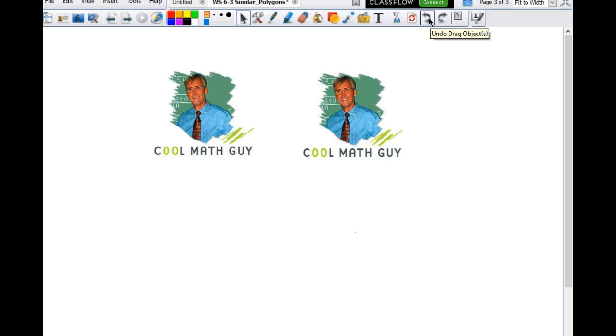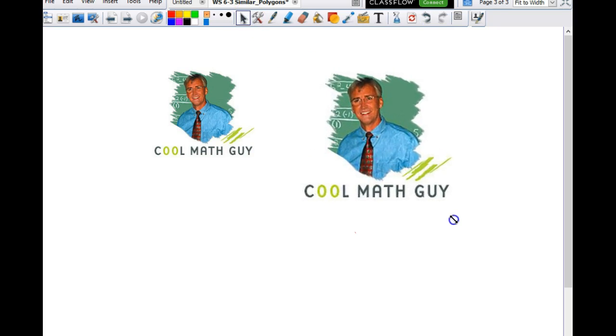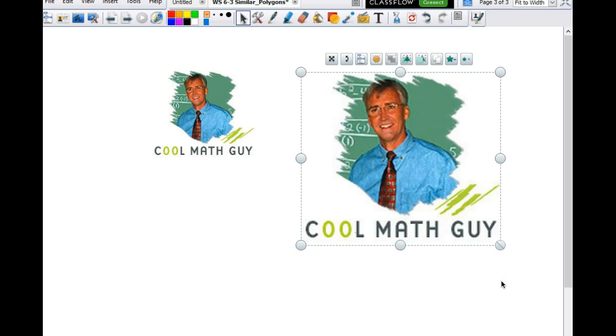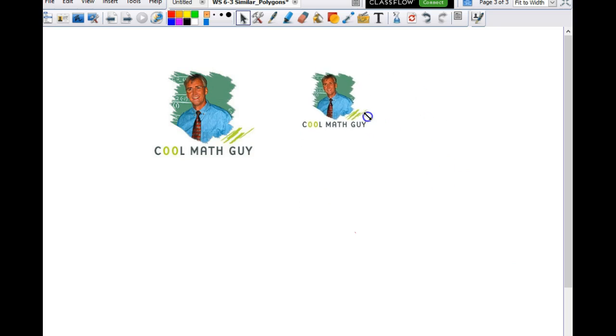So we know congruent has same shape, same size. But what if we do this? We keep the shape, but we make it bigger. It's the same shape, just blown up. That is what we like to call similar. These two images are similar. This is still similar, right?